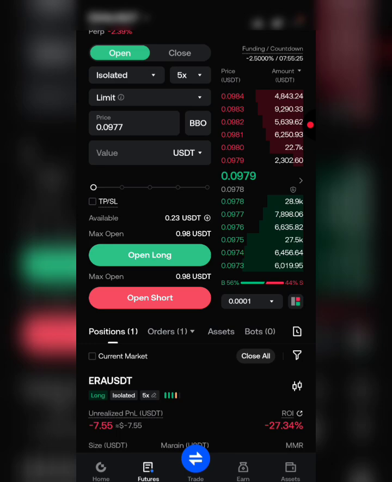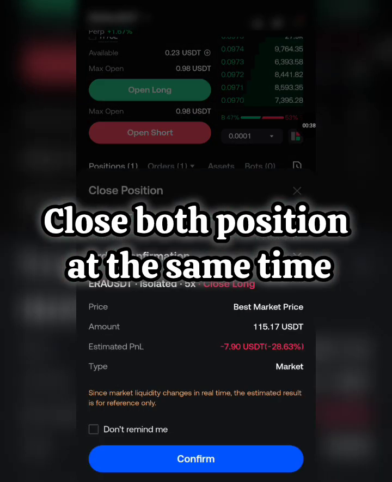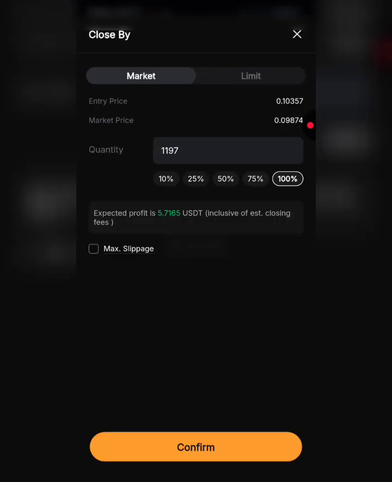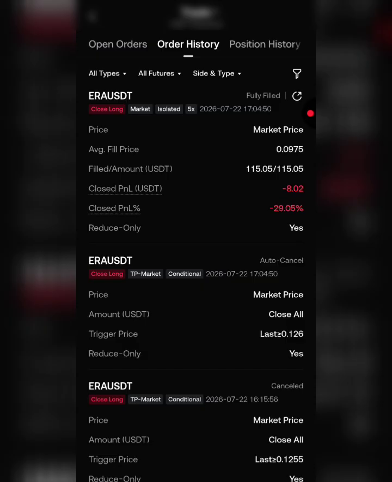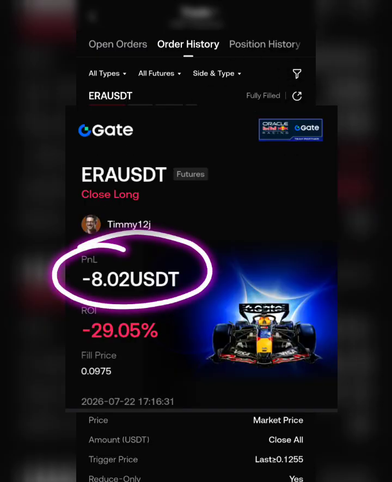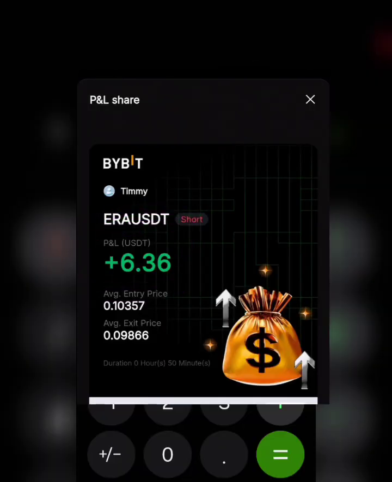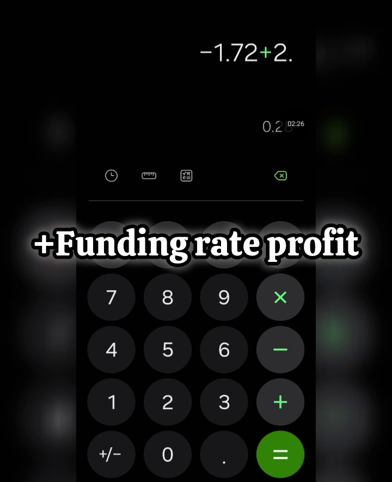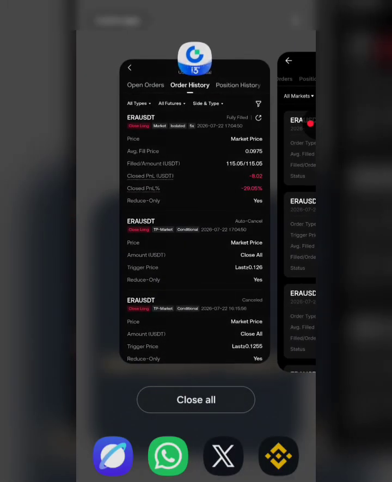Once I've received the funding rate, the next thing I'm going to do is close my position. I'm going to close this position right now. I've confirmed this, and I'll also come over here and close this position too. So I've closed both positions. If I come over here to my trade history, we closed our trade at -8 USDT, and on Bybit we closed around 6.3 USDT. So if we do 6.3 minus 8.02, that's minus 1.72. If we add the funding rate profit we made, we made a total profit of 1.18 USDT performing this arbitrage.